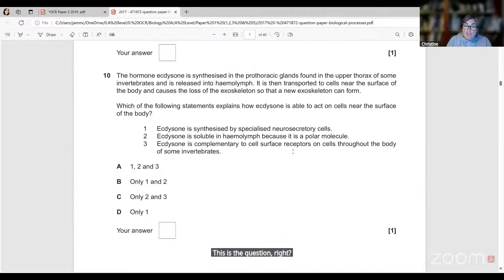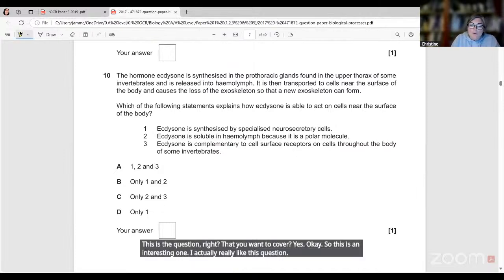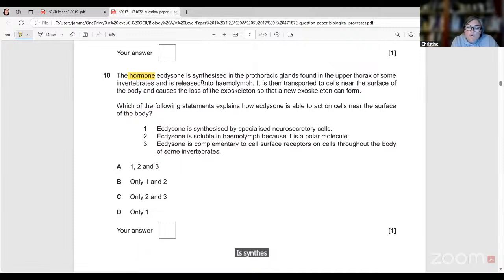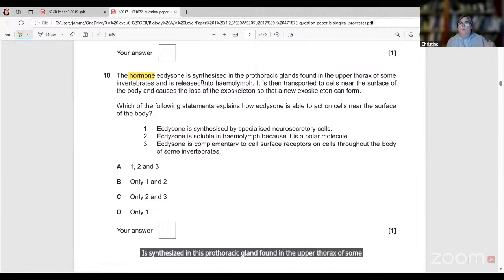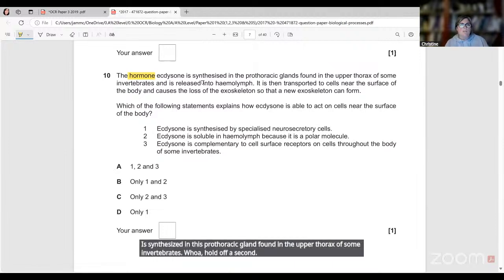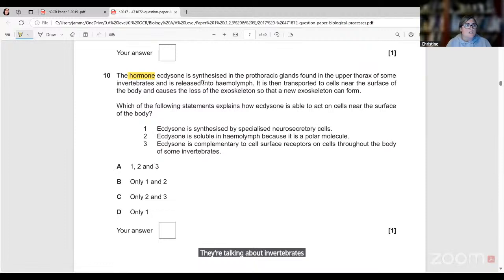Yeah. Okay, so this is an interesting one. I actually really like this question, again because it says that you have got your hormone. So you're being given a hint in the question, multiple choice question. The hormone is synthesized in the prothoracic gland found in the upper thorax of some invertebrates. Whoa, hold off a second. They're talking about invertebrates. We've never done invertebrates.